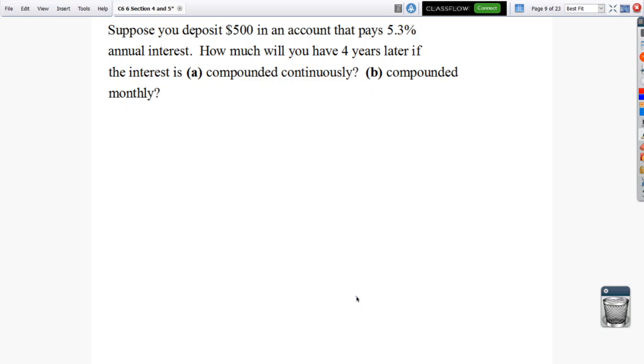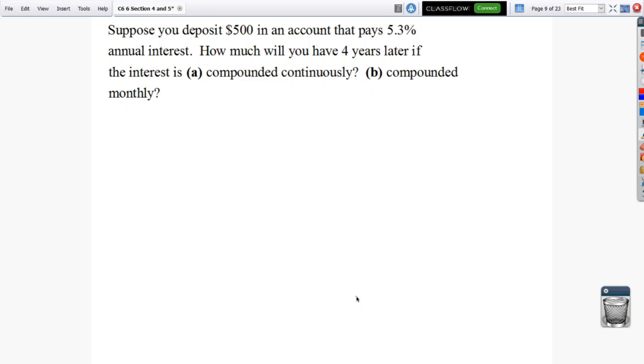So just to show you a non-calculus-y kind of thing here, suppose you deposit $500 in an account which pays 5.3% annual interest. How much will you have 4 years later if the interest is compounded continuously, or if it is compounded monthly?